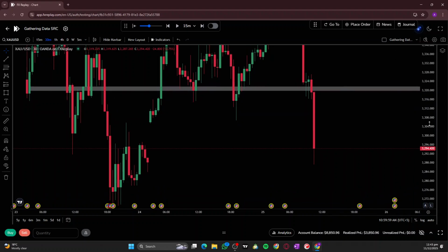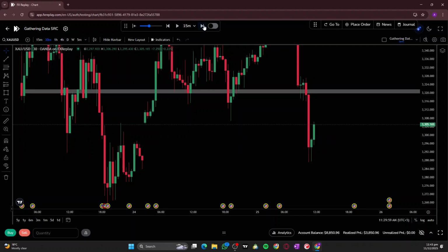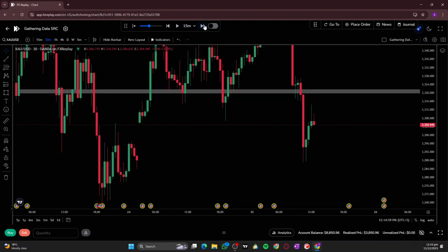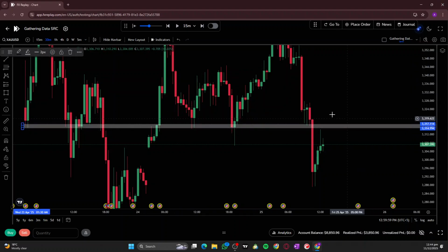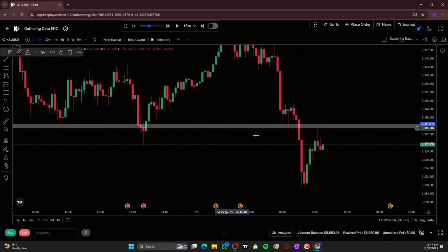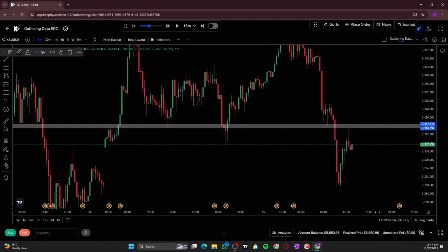Oh, bro. Bro, what is happening over here? I cannot catch any of these moves at this point because they're not confirmation for me. This was support. Now price closed below this. Couldn't have done anything. Literally could have done nothing.